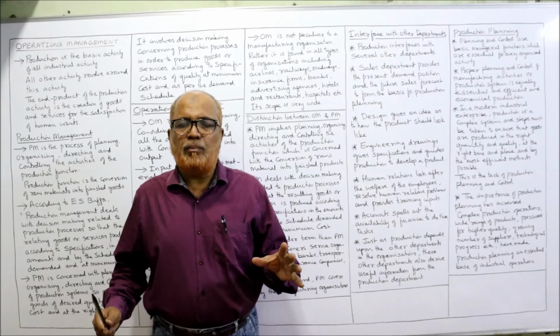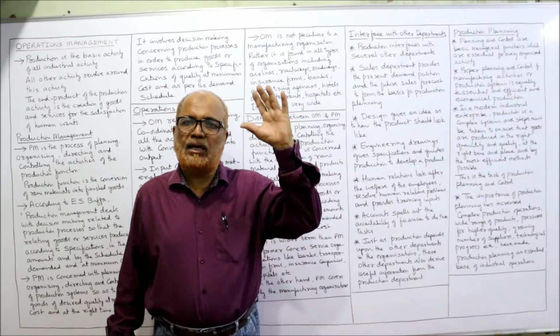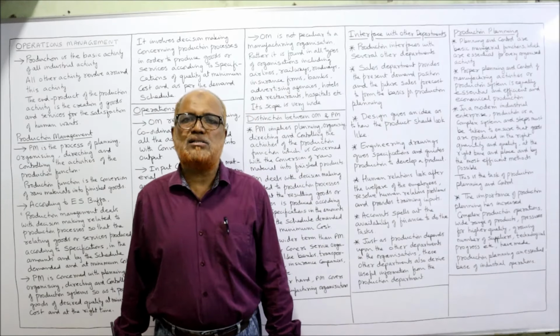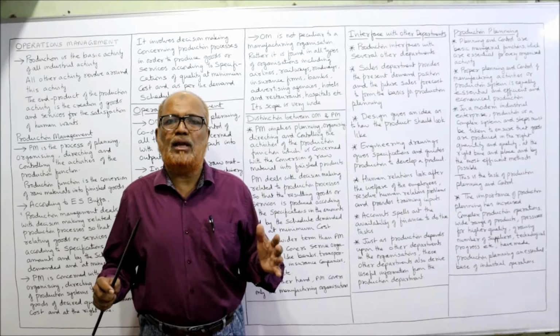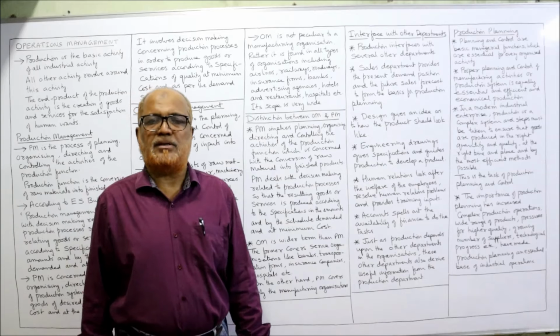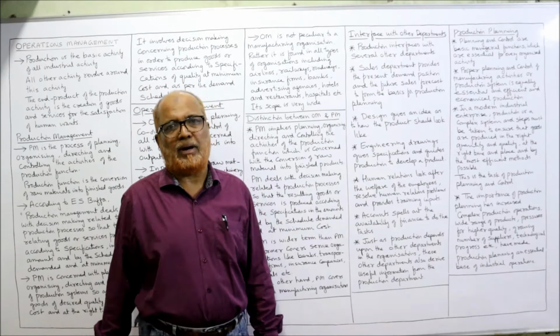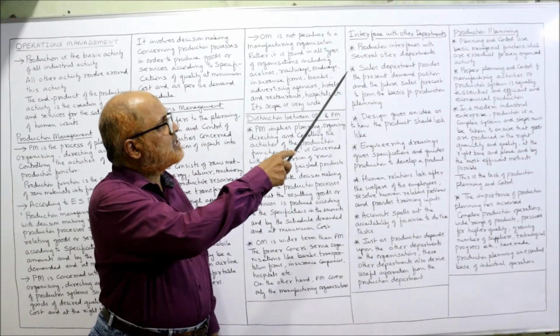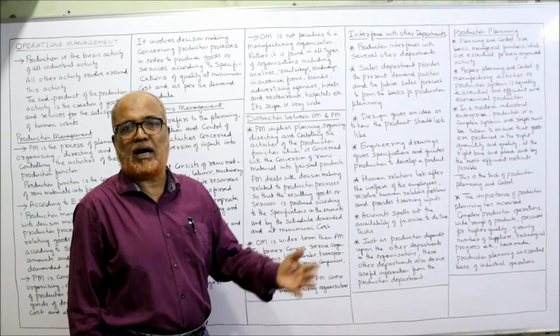The business will not become successful. The business cannot attain its vision, its aim, until and unless there is coordination and cooperation among all the departments. There should be synchronization among all the departments. Now, production interfaces with several other departments. There is a relationship between the production department and other departments.